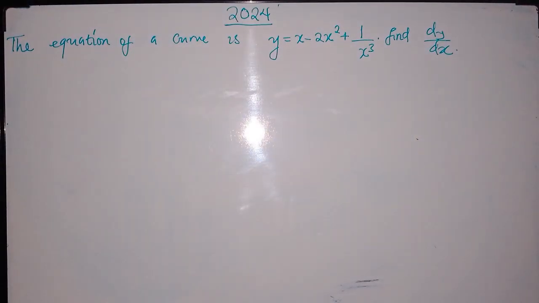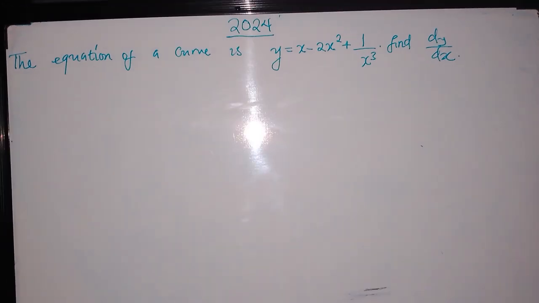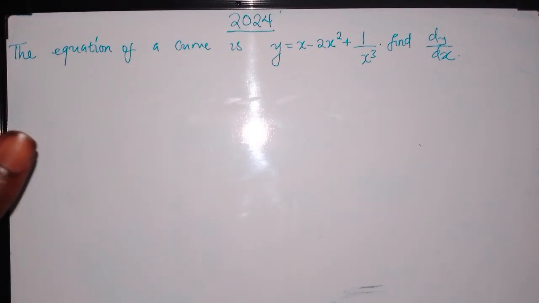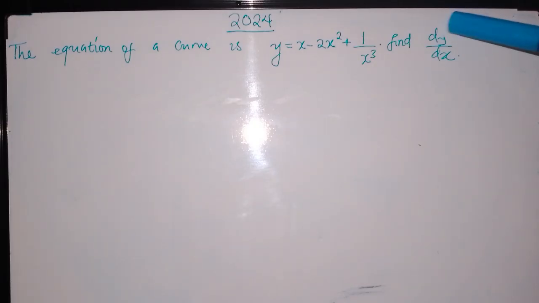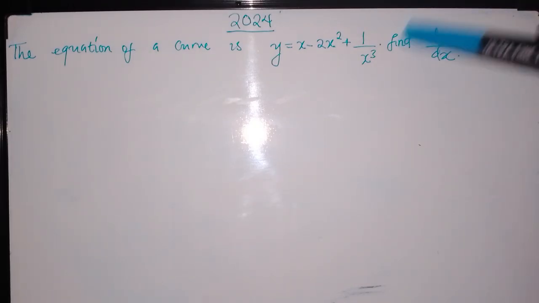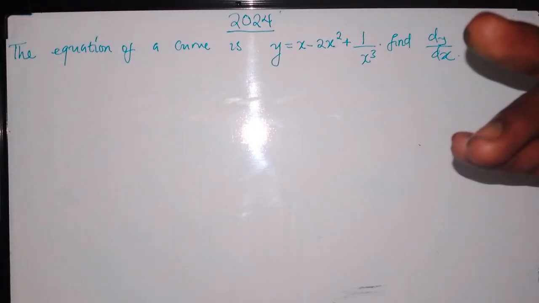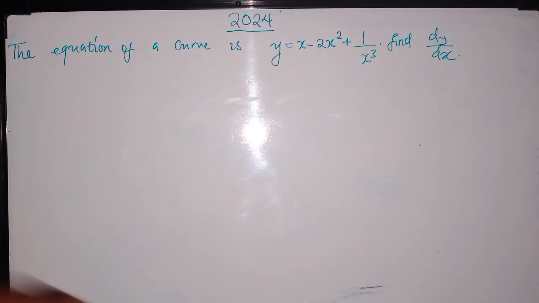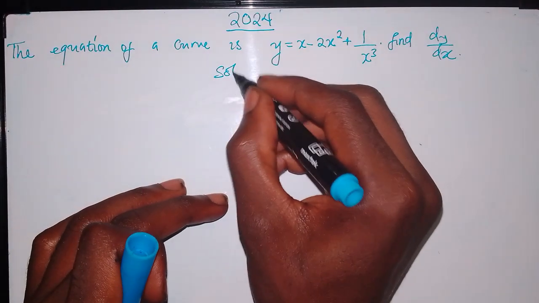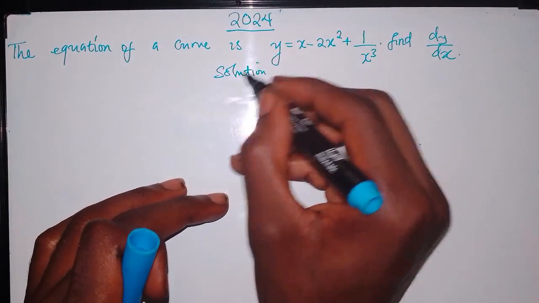So what is differentiation? Differentiation basically measures how fast a variable is changing with respect to another. That's why we have dy dx. Here they are comparing how y and x are changing depending on each other. So, the solution to this question.